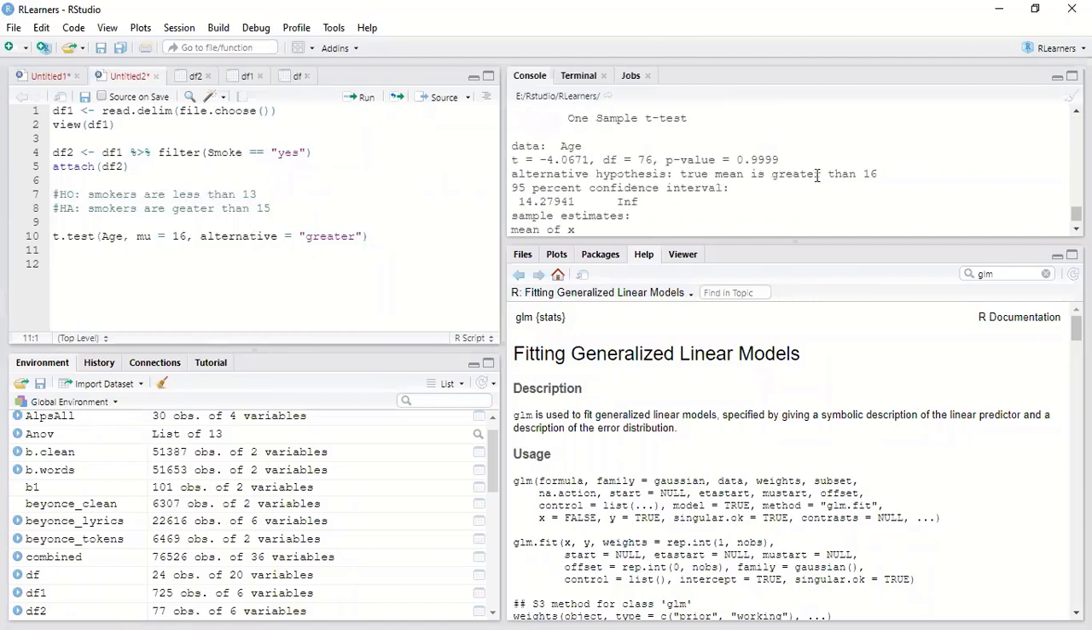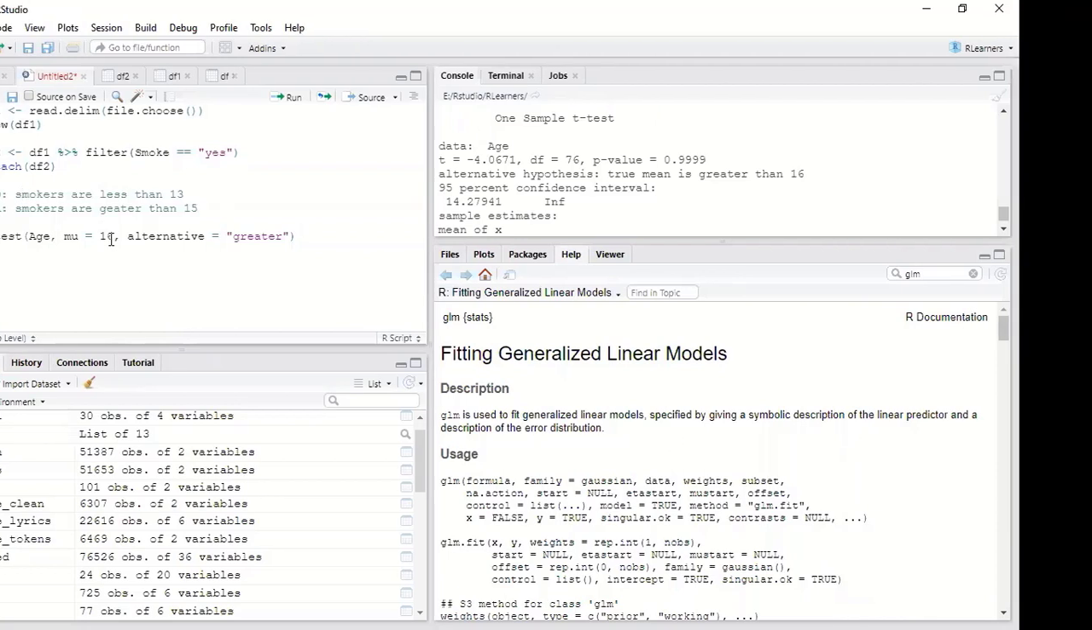It gives us a p-value of 0.9. So this is greater than 0.05. Therefore, we fail to reject. So we say that the smokers are less than 16 years of age, and that is true because they are not more, they are not greater. That's what we have just said, that the smokers are less than 16 years old, but greater than 15 years of age.